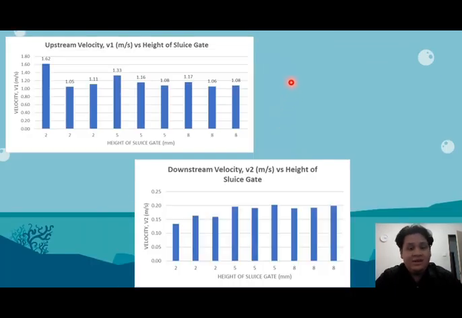Next, in this slide, we can see two bar charts. The first bar chart indicates the relationship between upstream velocity V1 versus 3 different heights of sluice gate, while bar chart 2 shows the relationship between downstream velocity V2 versus 3 different heights of sluice gate.